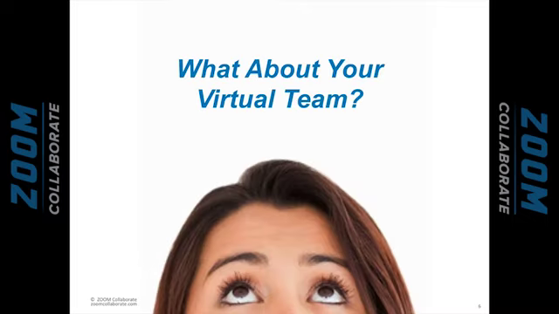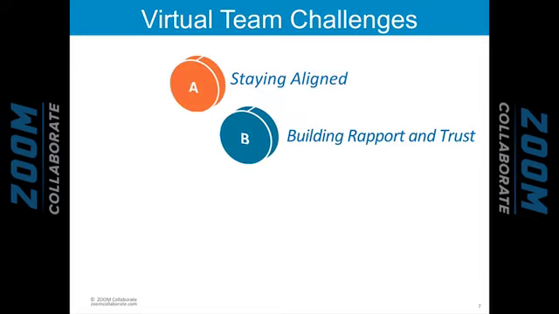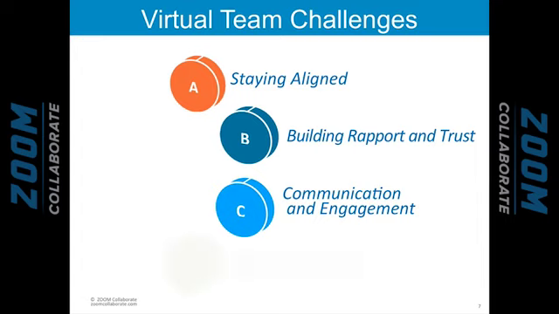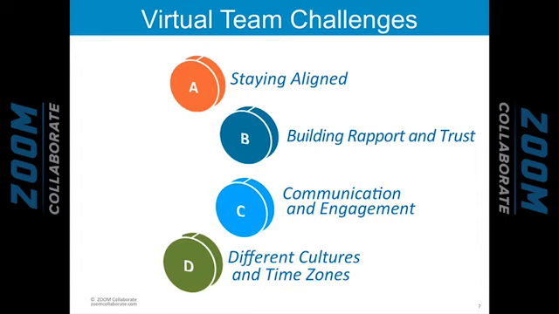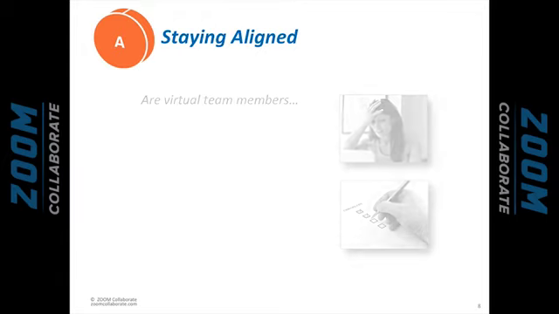Right now, I'm going to ask you to reflect on your virtual team. The research tells us that staying aligned, building rapport and trust, communication and engagement, and working in different cultures and time zones are the major challenge areas of virtual teams. Take a moment, look at those, and see how they relate to your team. And I'm going to be asking you a series of questions across each of these challenge areas. I'd like you to note, just with a check mark, which of them apply to a team or teams that you support.